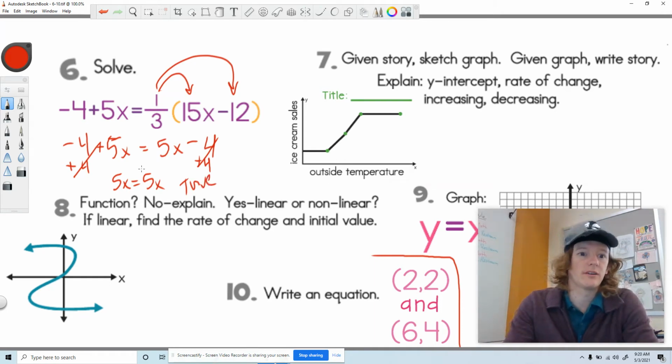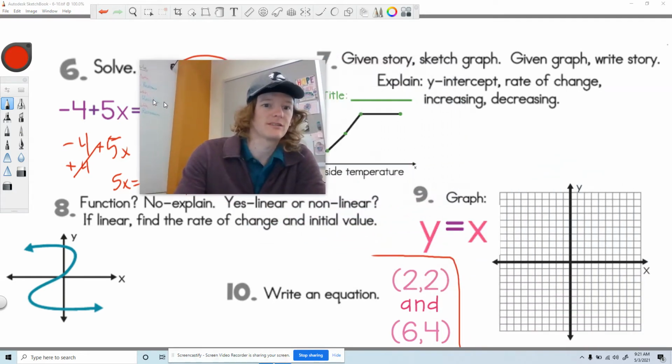Well, what values of x could be here and here so that this is true? It's not a single answer. So how many possible solutions do we have for number 6?